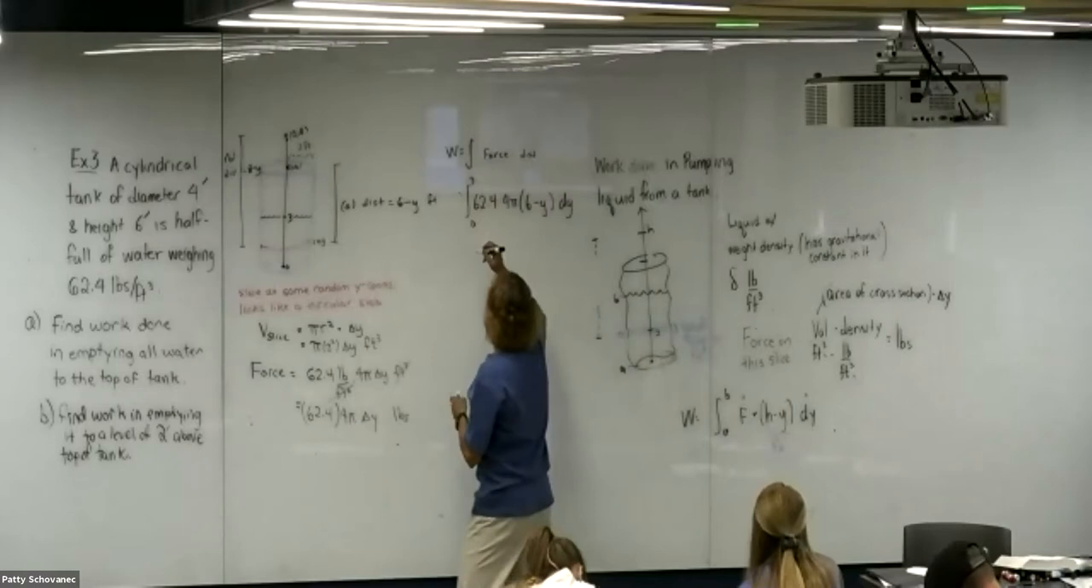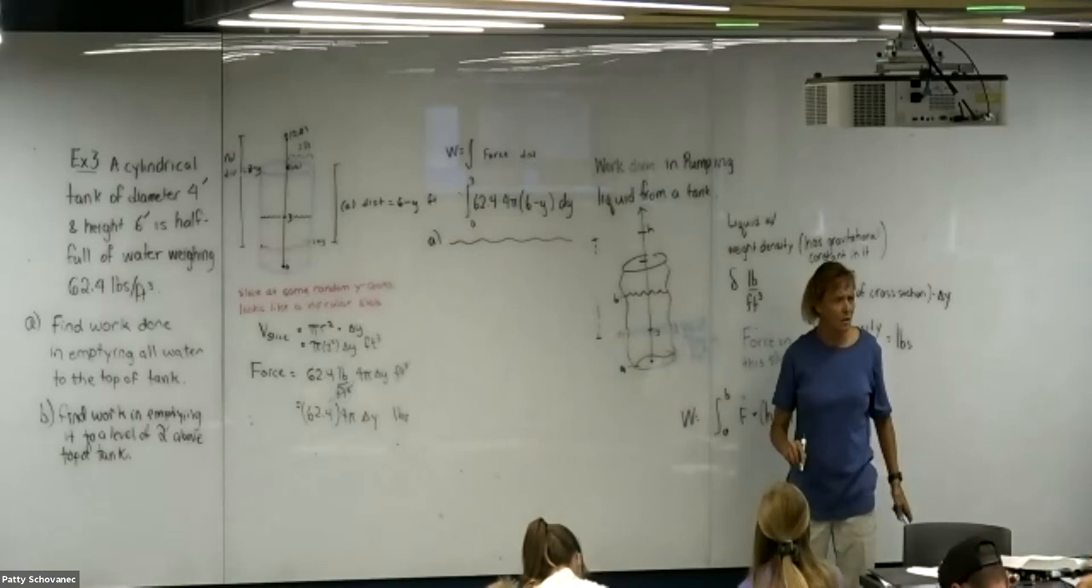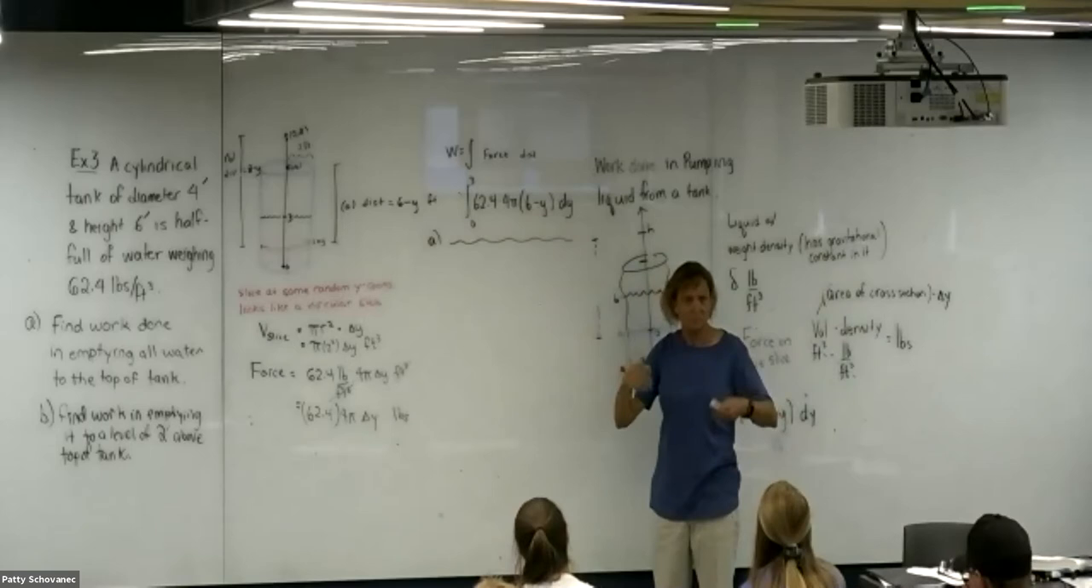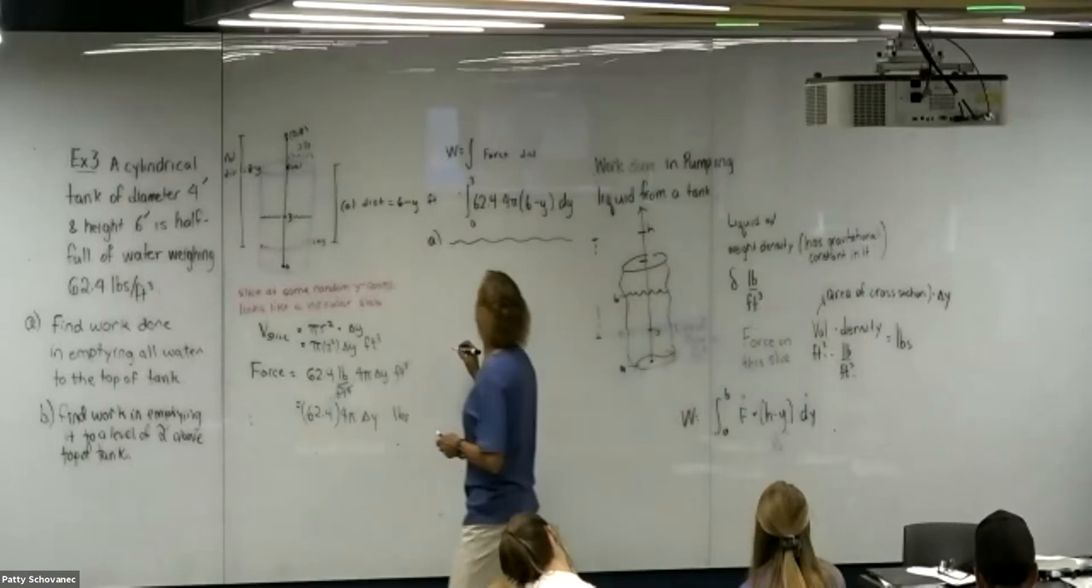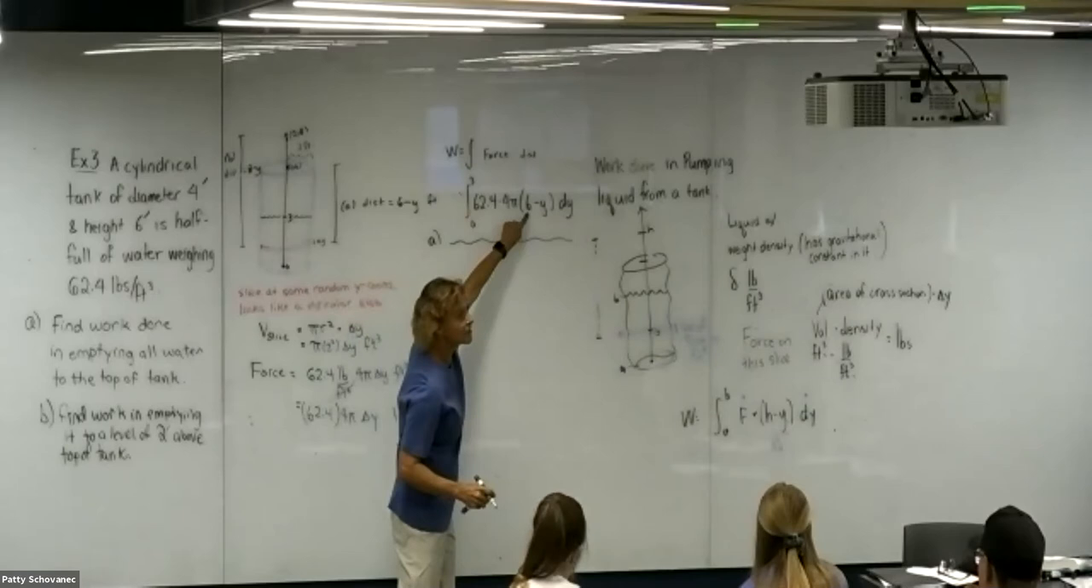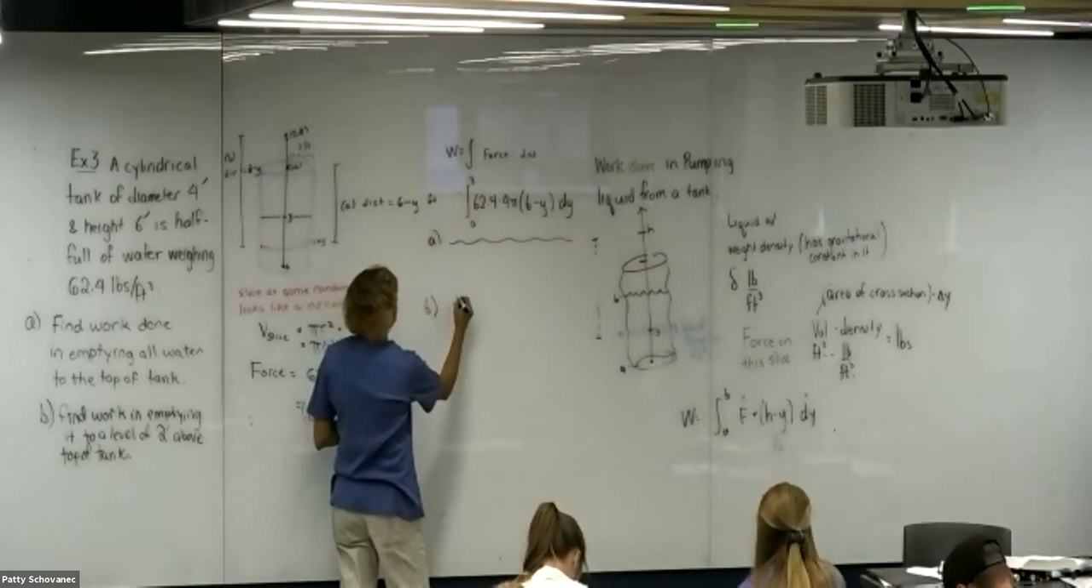Is there anything hard about doing that integral? Well, let's not do it. We can take the constants out. It is 6y minus y squared over 2. Put the 3 and 0 in there. We're done. Now for part B, the liquid doesn't get any deeper. The only thing that changes is the distance. So in part B, everything's the same.